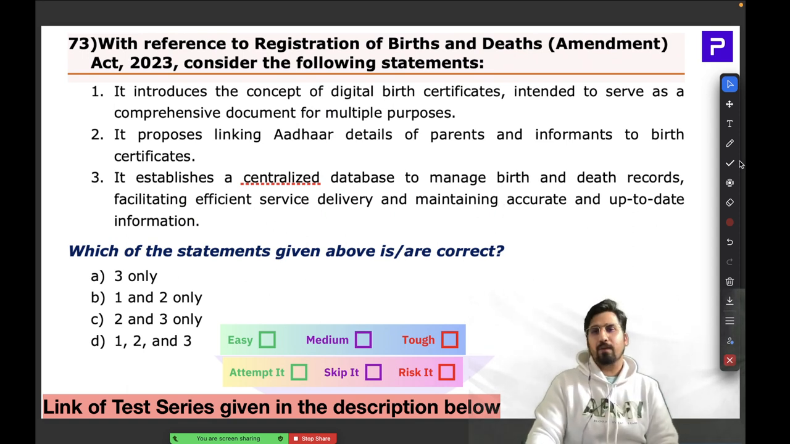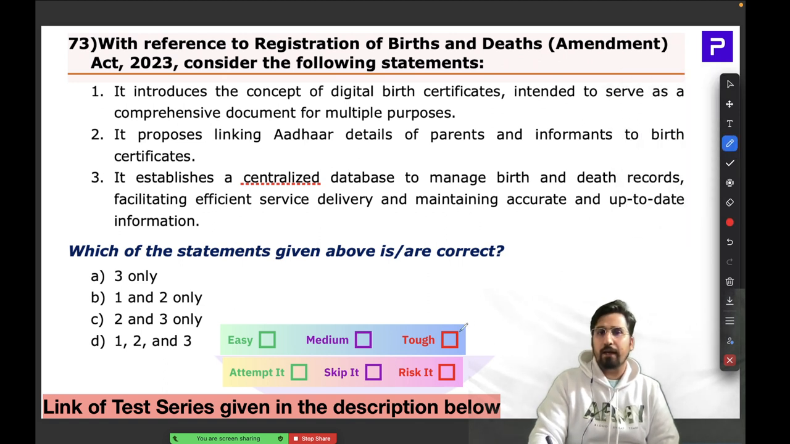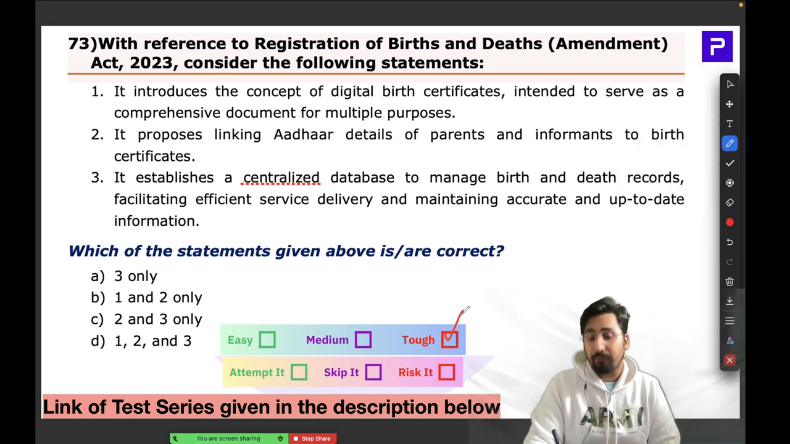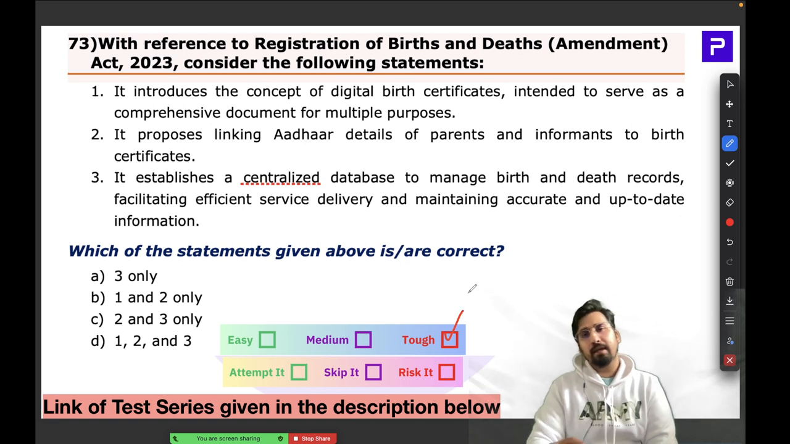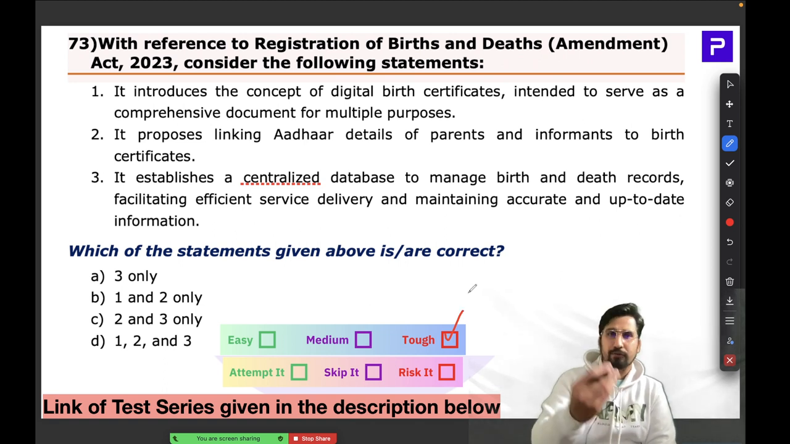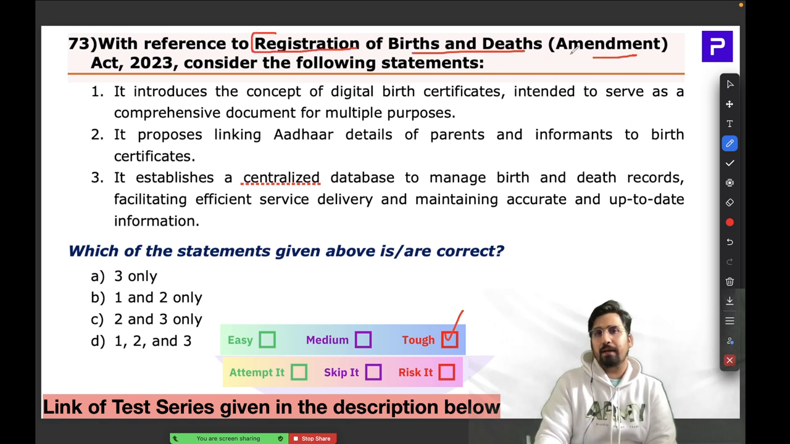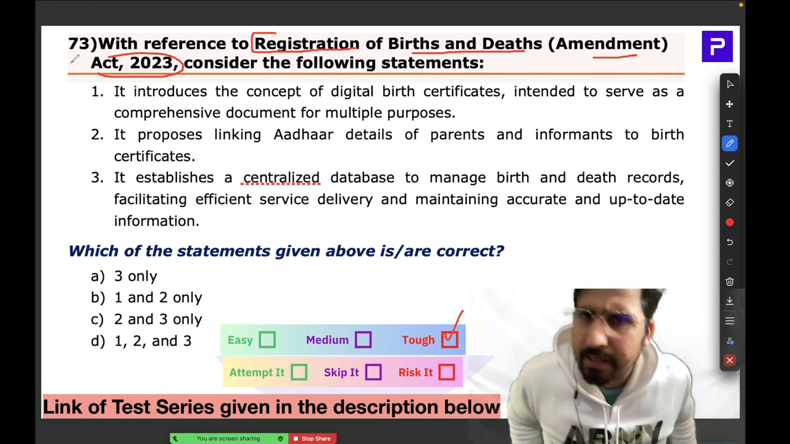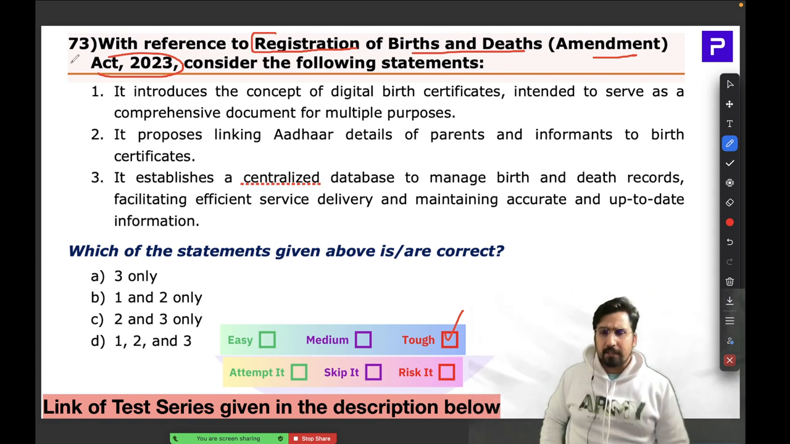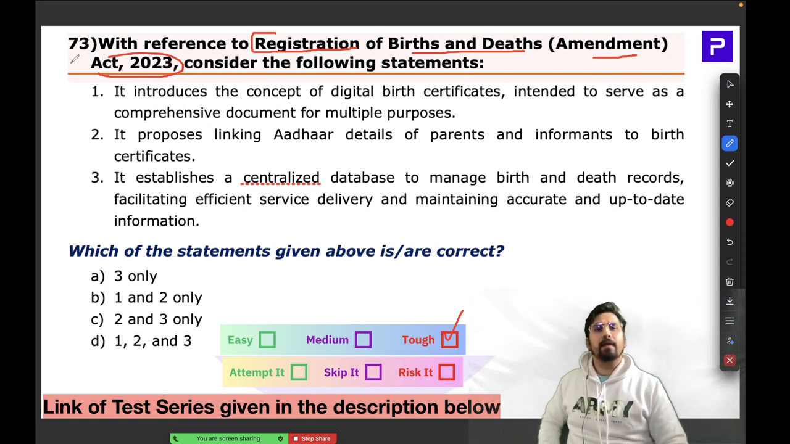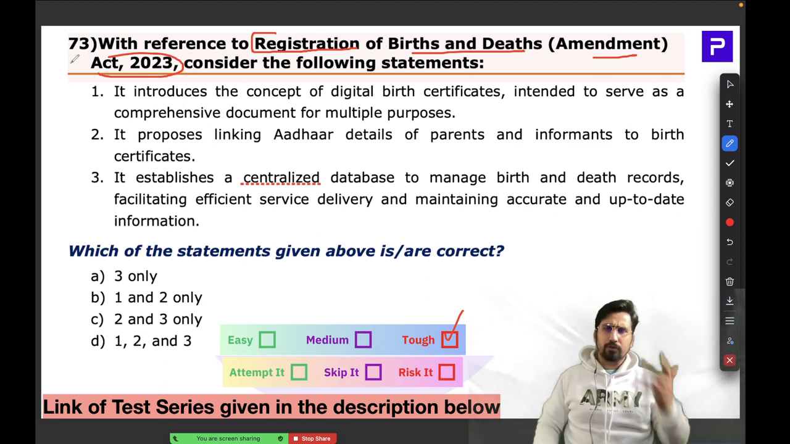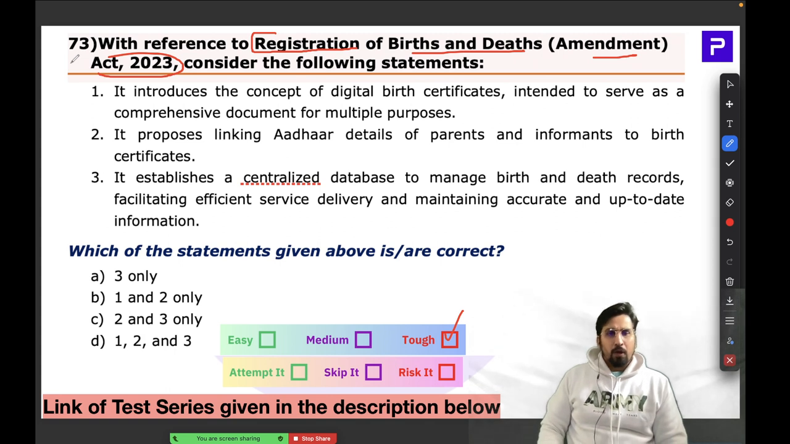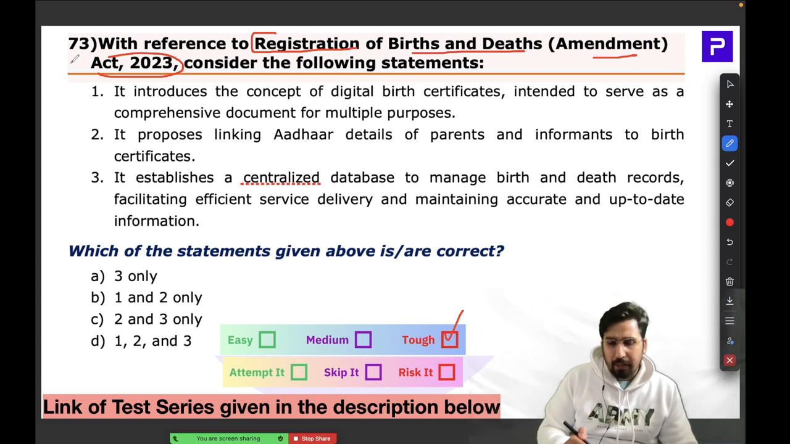This is a very interesting question. For many people, you may think it's a tough one, but let me give you a very interesting way of solving this question. Okay, read this: registration of the Birth and Death Amendment Act 2023. Now, birth and death registration is not something new in our country, right? Registration has been done for so many years. What possible change could this amendment make?